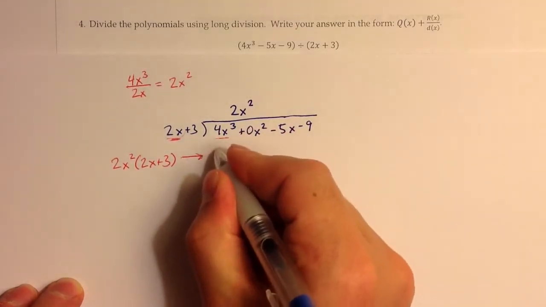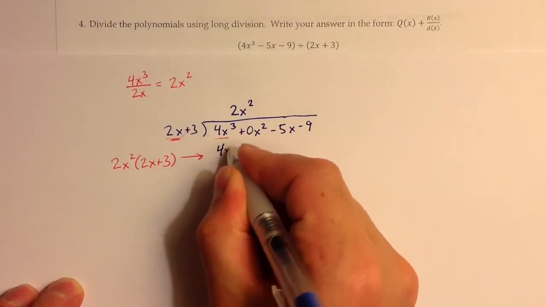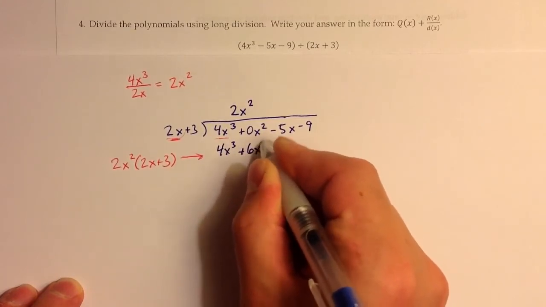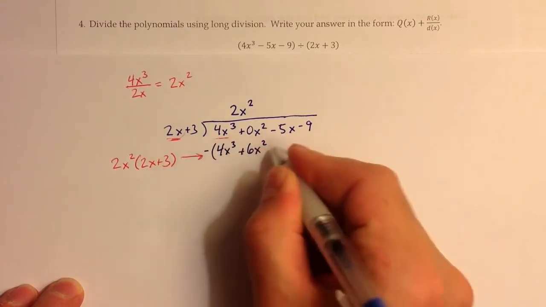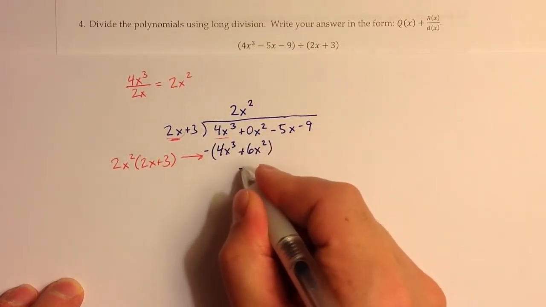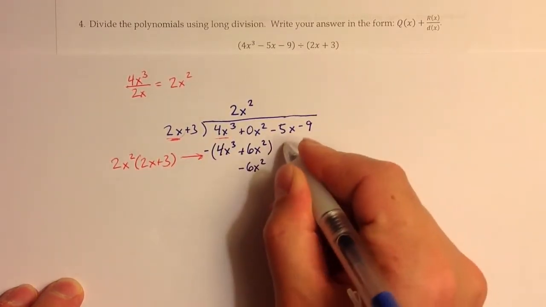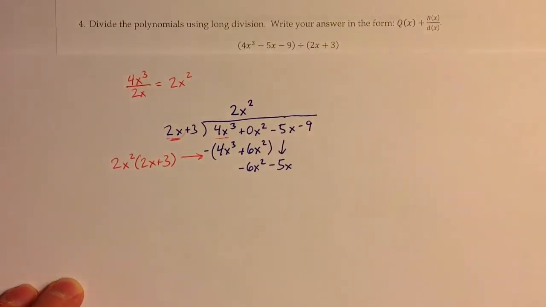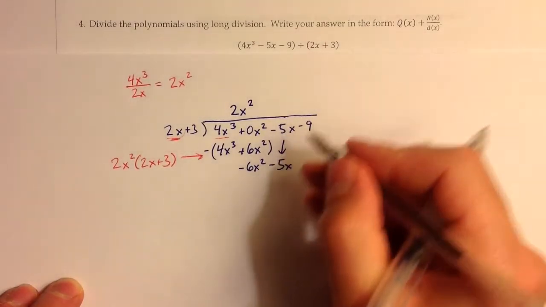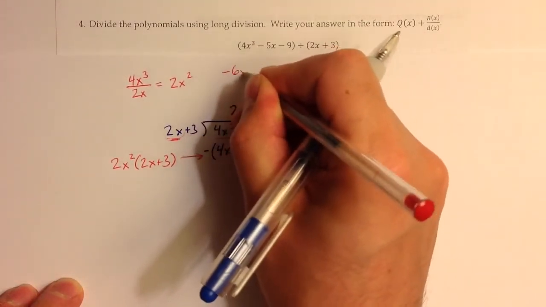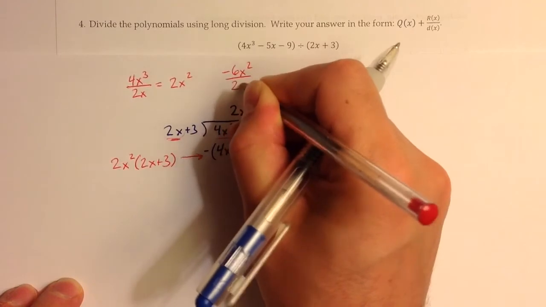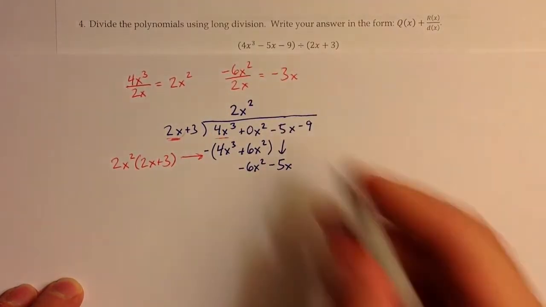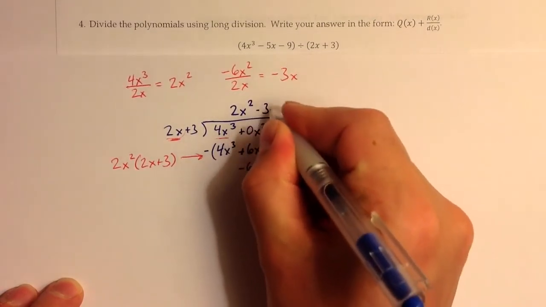So 2x squared times 2x is 4x cubed. That's going to make the 4x cubed go away, and I also get a plus 6x squared. So if I subtract those, I get a negative 6x squared, and we can bring down the negative 5x. And to find the next item in the quotient, I can take negative 6x squared and divide by 2x. Of course, that's negative 3x. And negative 3x goes into the quotient.